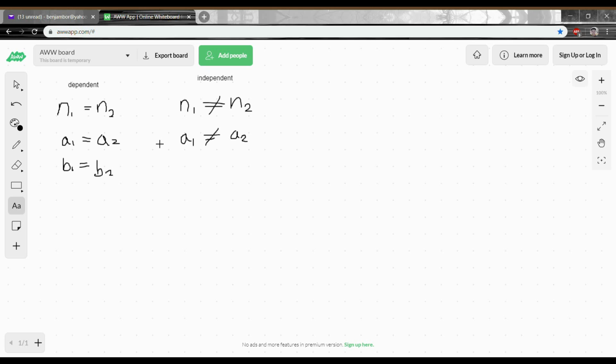So this is what we're learning today, how to run a hypothesis test on sample sets that are independent of one another. We're going to introduce some new things.